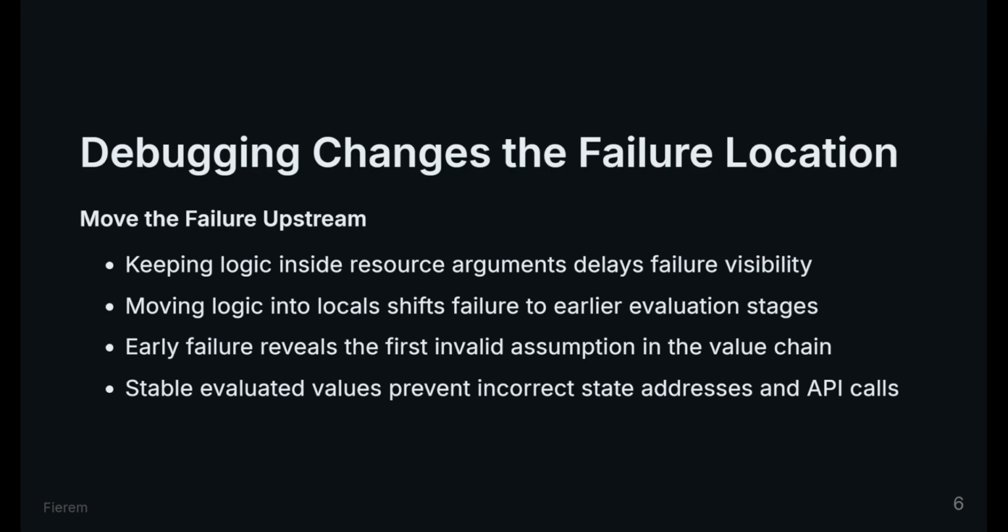When logic is staged in locals and checked at the lookup boundary, Terraform reveals where the data path first became invalid. That changes debugging from guesswork into ordered inspection. It also protects Terraform state from partial mental models because the resource only receives values that already survived inspection.